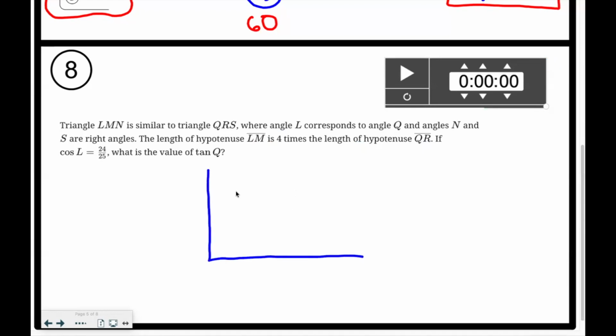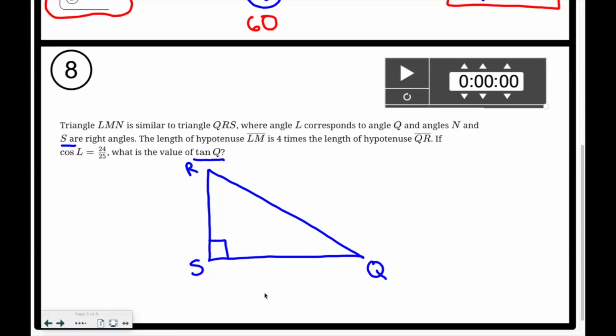I am only going to draw out the QRS triangle because they ask me the value of tan Q. When you're drawing these out, just make sure you follow what they say is the right angle. They say S is the right angle, so I'm just going to put Q down here and R here.